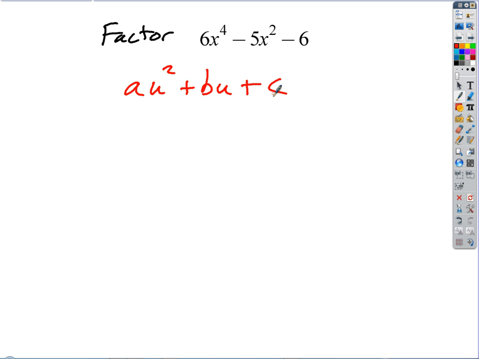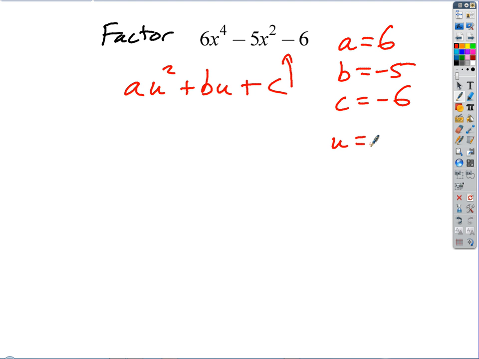Now, what's our a, b, and c? If I want to try to fit this red pattern to our original equation, what's a? 6. What's b? What's c? Okay, here's the tricky one. What's u?